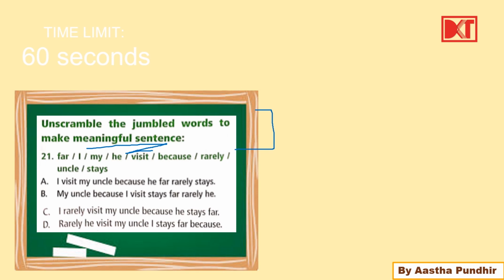Here the correct answer is C. I rarely visit my uncle. This is the adverb. I rarely visit my uncle. Why? Because this is a conjunction. Because he stays far. Alright.